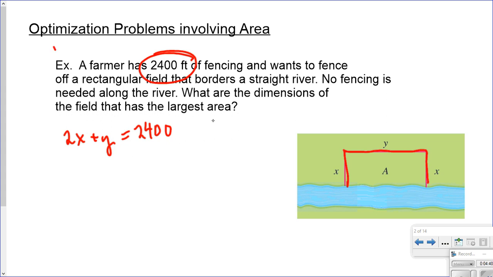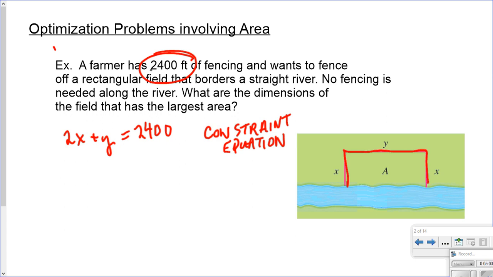Okay, and this I'm going to call the constraint equation. Now, every optimization problem has a constraint equation, and this is very important. What a constraint equation means is that in this particular situation, this is the constraint that the farmer's under.